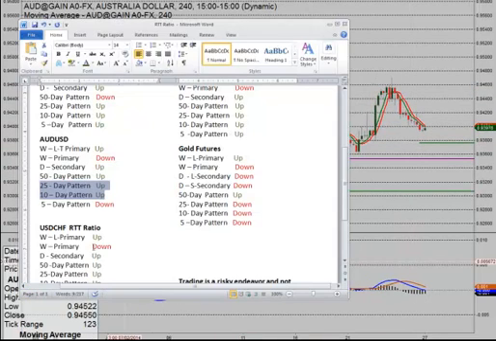Let me pull in our RTT ratio. Here's what I'm looking at. You definitely have the majority of patterns still up here. If you're a short-term trader, you trade the 5 through 25-day patterns, the majority are up. If you trade the 10 through 50-day patterns, you're a little bit longer term, maybe an intermediate-term trader, all the patterns are up. So we still like the Aussie on the upside.